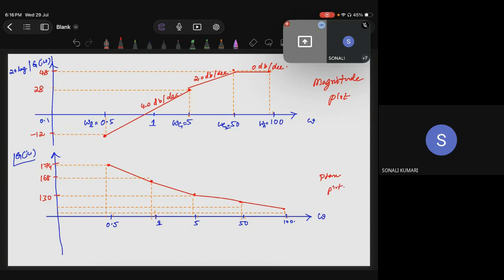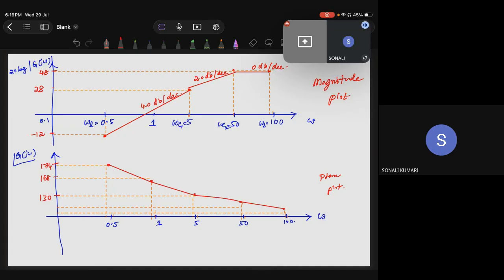Okay, is this clear? Any doubts? Drawing this magnitude plot and phase plot. Any doubts? You can ask me. It already took almost 1 hour. Okay, so you can ask me any doubts. So quickly we'll solve the first question, drawing the Bode plot. Sir, can you please explain the phase plot again?